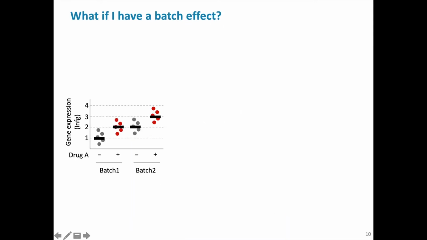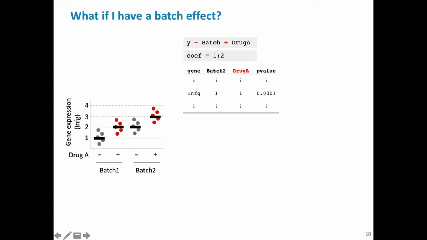But now let's say that you have drug A and 2 batches, A and B, and you can see that batch 2 is a bit higher than batch 1 by 1, but the drug effect is still 1 in both batches. So that can be modeled using the addition here. So the gene expression is batch plus the drug A.